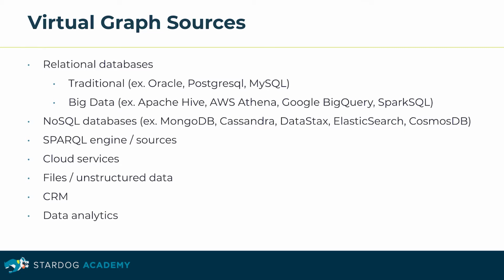Things like cloud services, CRM, and data analytics are also new and exciting virtual graph sources that Stardog is adding with every release. And then last but not least, we have files and unstructured data or semi-structured data that can also be represented via the virtual graph feature and ingested into the Stardog platform.